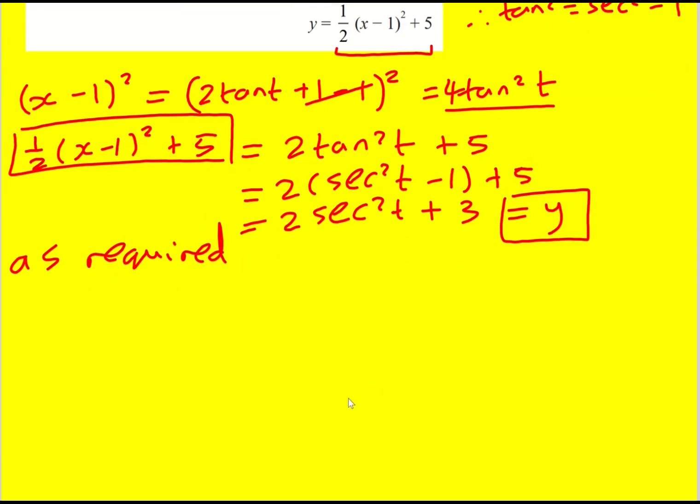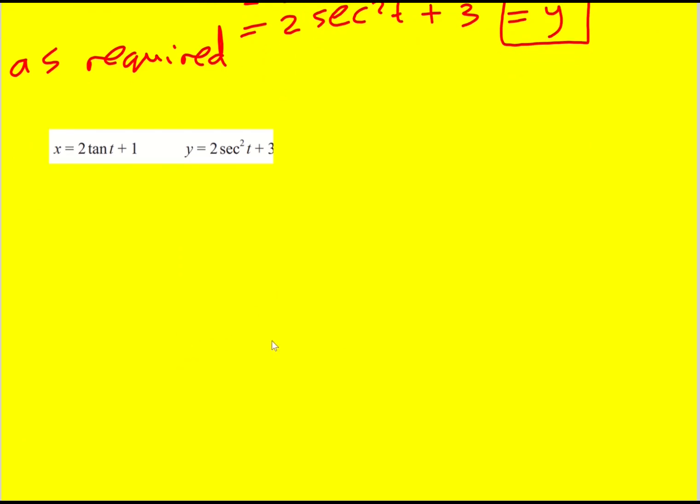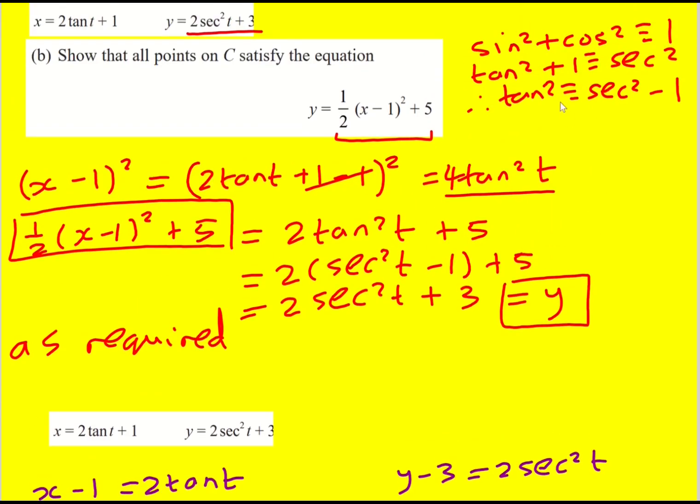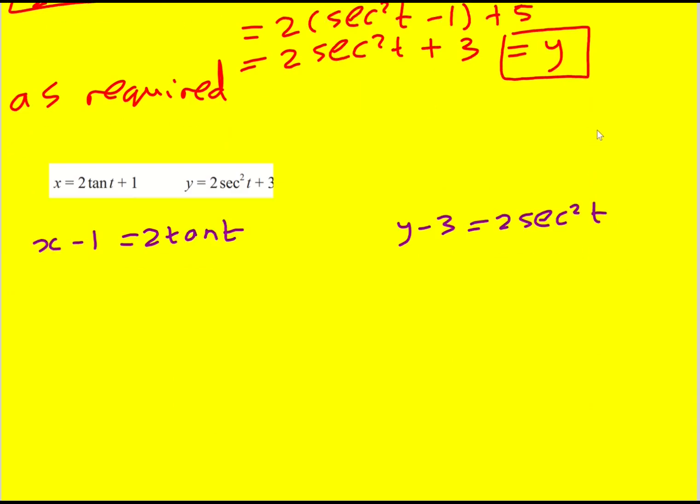By the way, a harder question, and I just want to talk about it, would be to be given these parametric equations and asked to find a Cartesian equation. And for this, I want to do part B in a different way. So I would subtract the 1 from x to make it 2 tan t, because I've got to think, how am I going to relate the tan t and the sec squared? That's the main idea. And then I'd do y minus 3 is 2 sec squared t. And then we think about how we can relate tan and sec. Well, we could square. We've got tan squared is sec squared minus 1.